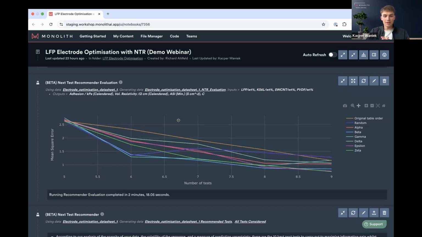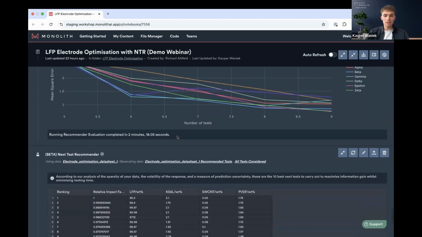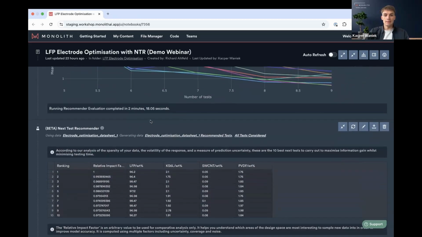So you'll see on this graph here, we have the number of tests, and on the left-hand side, we have the mean squared error on the y-axis, and we're looking for a curve that drops in mean squared error as quickly as possible. So we want to build a highly accurate model with the fewest tests possible. Once we have the best recommender identified from this graph, we can apply it to our data set.